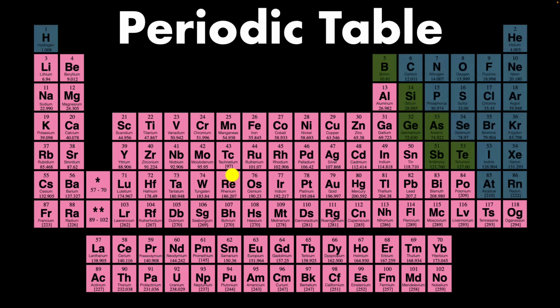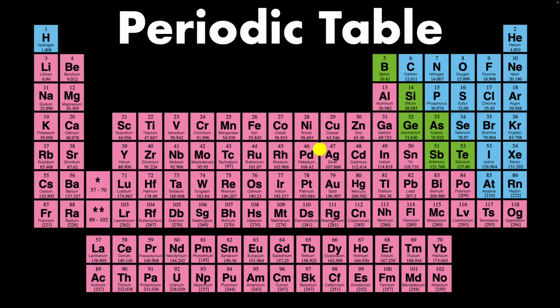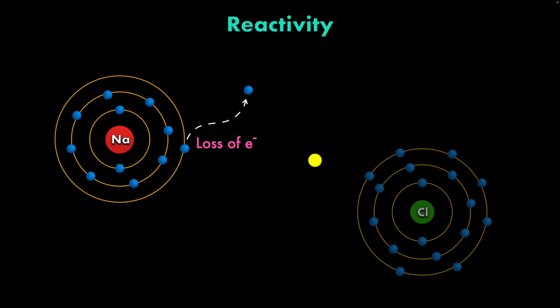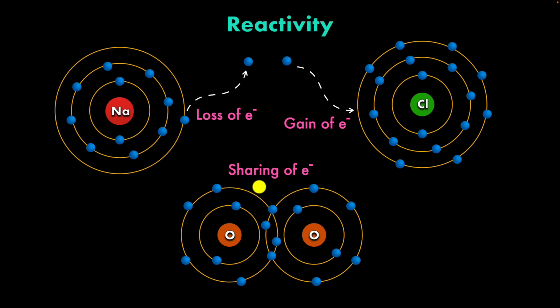See, so far we mostly described what kind of patterns we find on the periodic table. But now let's talk about why those patterns exist in the first place. So for that, we have to talk about reactivity. What does it mean to say an atom is very reactive? It means that an atom can more readily lose an electron to become stable, or more readily gain an electron to become stable, or it is more likely to share electrons to become stable.